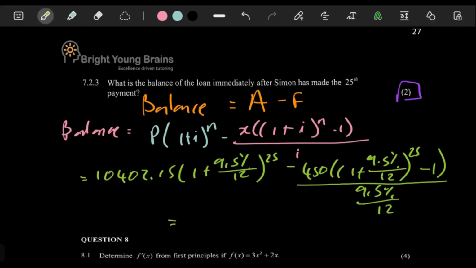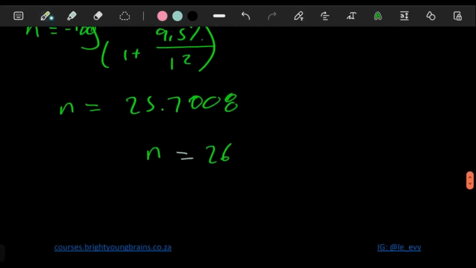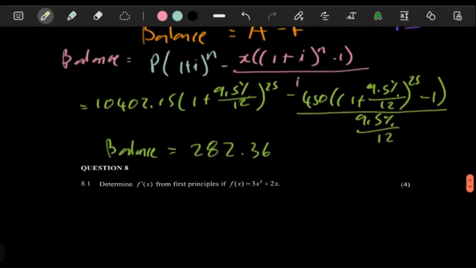So let's see what this gives us in the calculator. It's giving us 282.36, which is not bad. If you think of it logically, this is technically going to be his final balance of the loan, the final amount that he pays. Because 26 months is when he pays off the full thing. So by 25 months, he's close to finishing. So that's that. Let's move on to the next question.